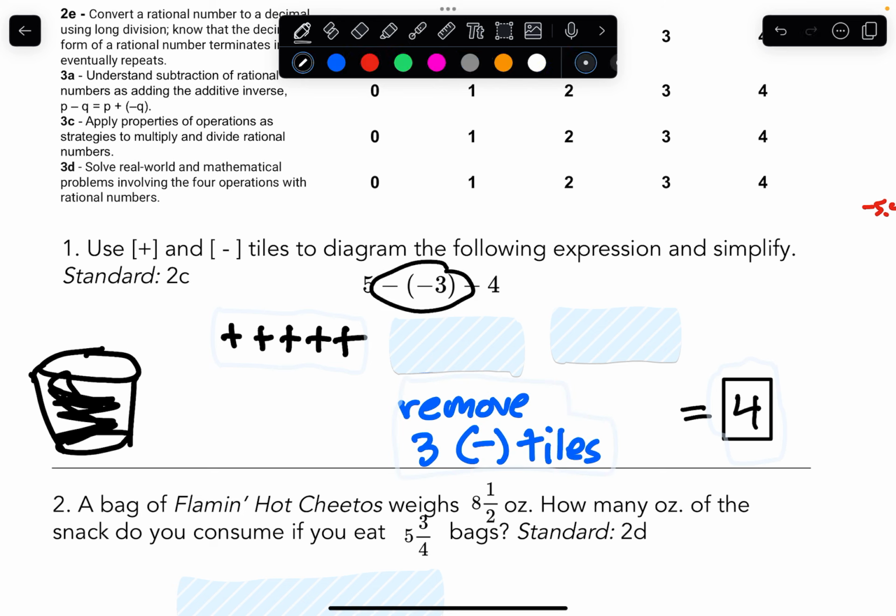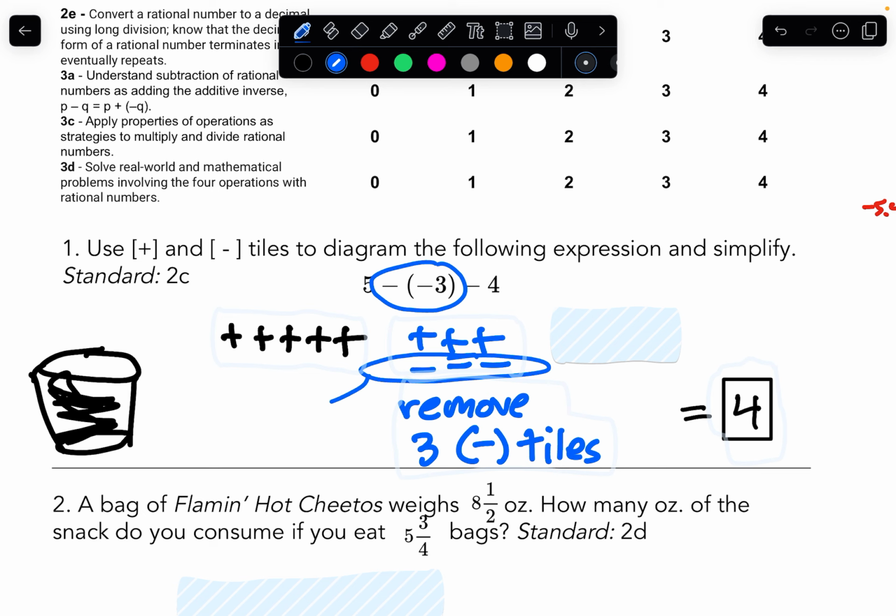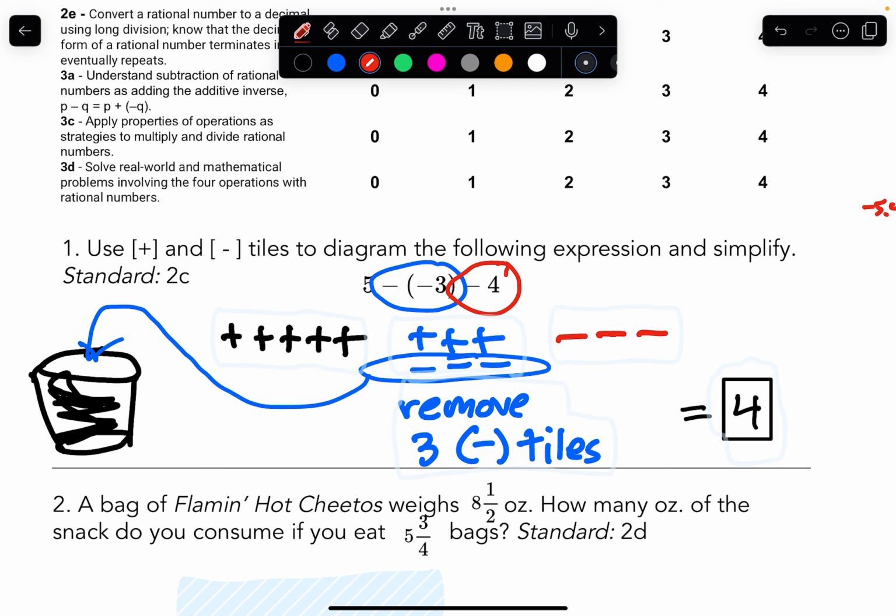This right here means we have to remove 3 negative tiles. To do that, I have to add 0 pair. I'm gonna now circle these and put those in the trash can. And then over here it says to subtract 4.